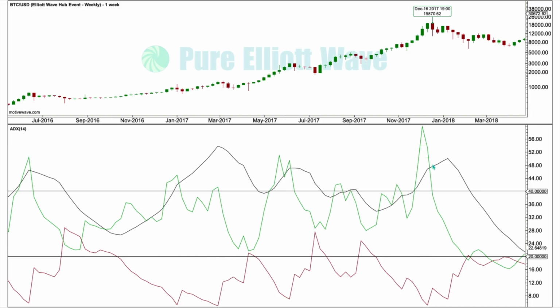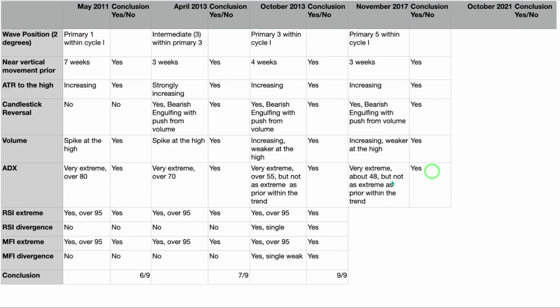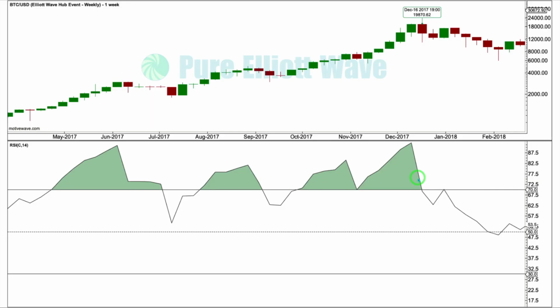ADX does again show us a very extreme upward trend, but again, this is a fifth wave. But this is a fifth wave to end a first wave at cycle degrees. So this is primary 5 to end cycle wave 1. We are still seeing between the third wave and the fifth wave, ADX shows a very extreme trend, but not as extreme as previous. So yes, very extreme, about 48, but not as extreme as previously within the trend, but still, ADX shows a very extreme trend. Yes, that condition is met.